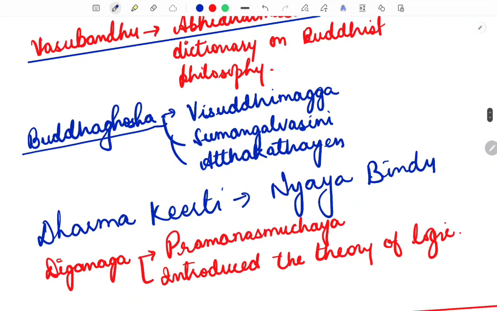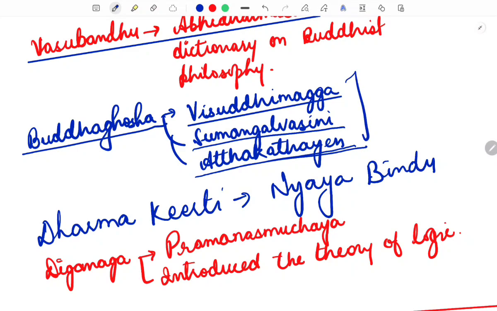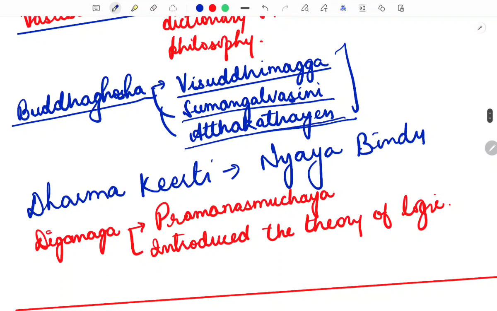Next is Buddhaghosa, and you must have heard his name as well if you have read enough about Buddhism and Jainism. Buddhaghosa wrote 3 works, and the first one was Visuddhimagga, the second is Sumangalavilasini, and the third one is Atthakatha. So these 3 works were written by him, and you don't need to remember all of these works. Only whatever I am telling you is important, you just need to remember those.